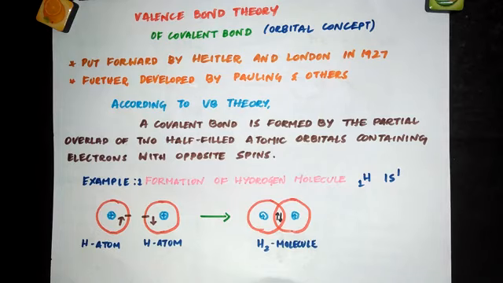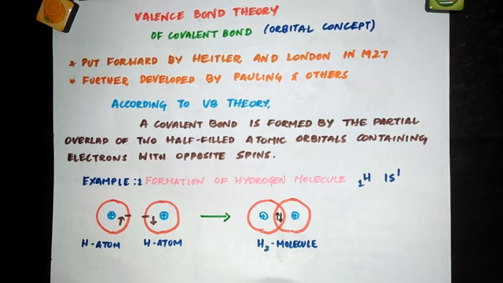Hello students. In today's video, we are going to see a new theory, valence bond theory of covalent compounds. We are going to see the orbital concept. When I started this chapter, chemical bonding and molecular structure, I mentioned four theories.